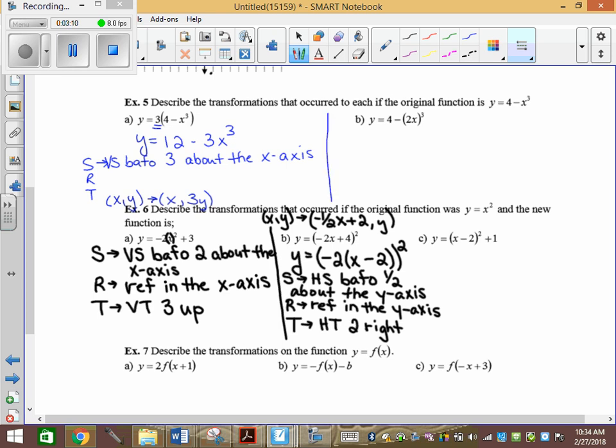B, what's changed? The 4 is the same. The minus sign is the same. The x became what? 2x, and the 3 is the same, right? So the only thing that changed was that 2x. If it's with the x, what kind of stretch is it? Horizontal. Okay. And what do we always do with the horizontal? Reciprocal. Horizontal stretch by a factor of what? 1/2. About the y-axis.